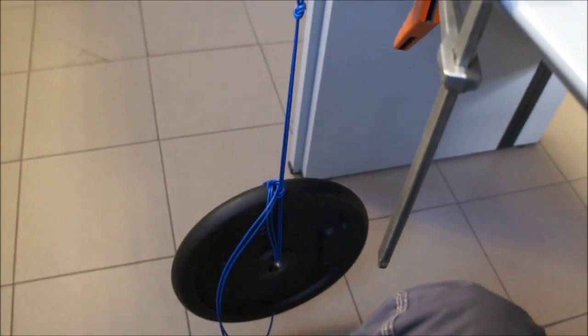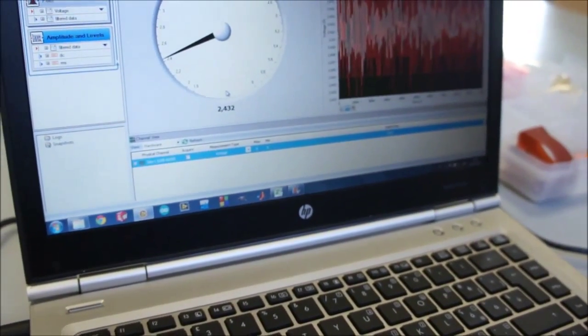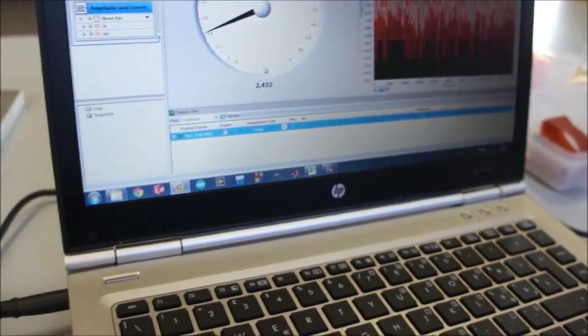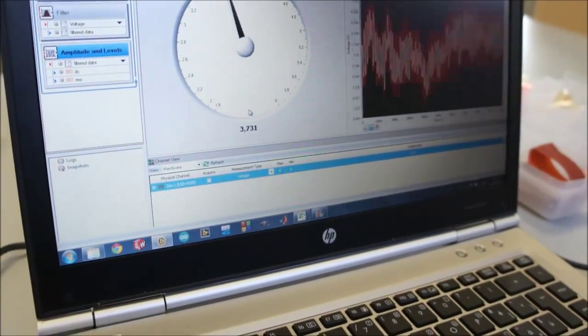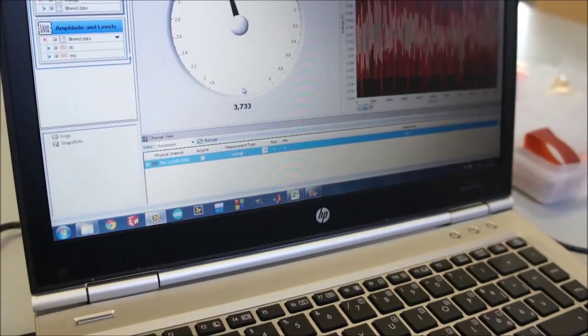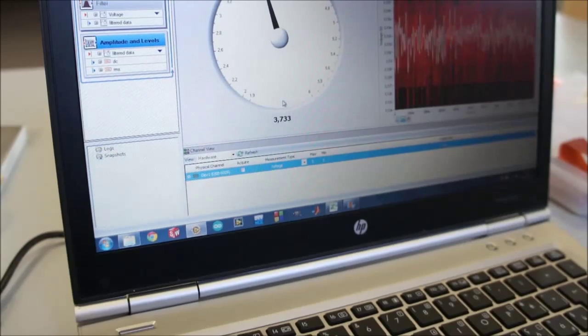Okay, now let's see that everything is okay. By removing the load, as you see, the voltage goes to the original point at zero load. Loading it again, it rises up to the desired level. So everything is okay by now.